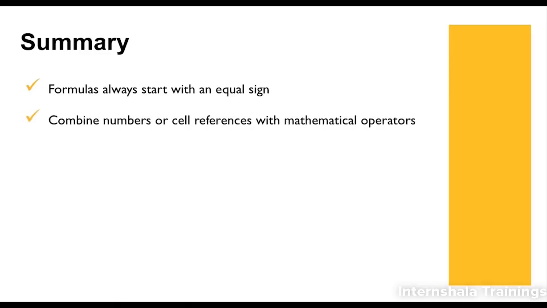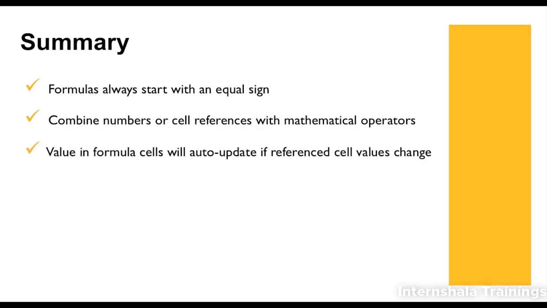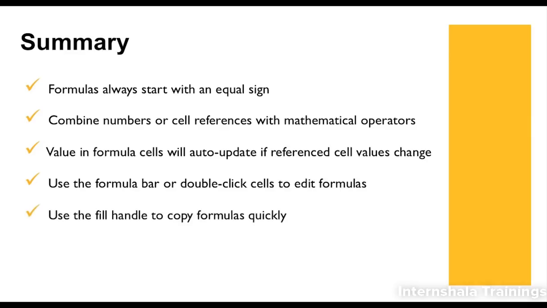We now know how to create basic formulas. Formulas always have to start with an equal sign and are essentially like maths equations and combine numbers or cell references and mathematical operators. There are many advantages to using cell references in formulas, but the main one is that the value in formula cells will automatically update if the values in reference cells change. To edit formulas at any time, we can use the formula bar when the cell is selected, or just double-click on the cell. And finally, we can replicate formulas quickly using the copy command or by using the fill handle and dragging it across adjacent cells.